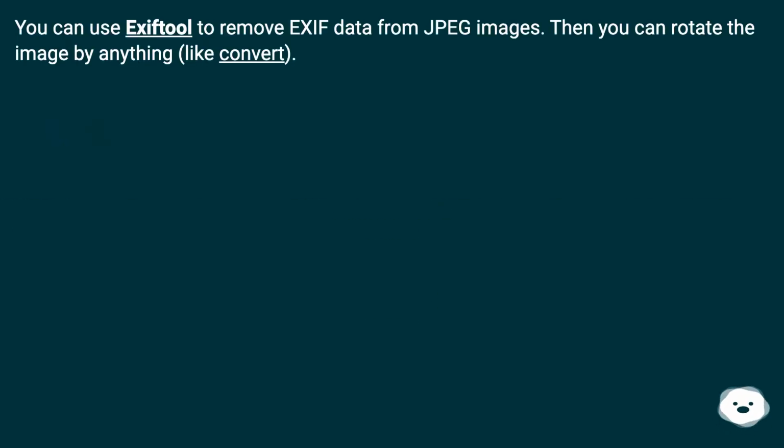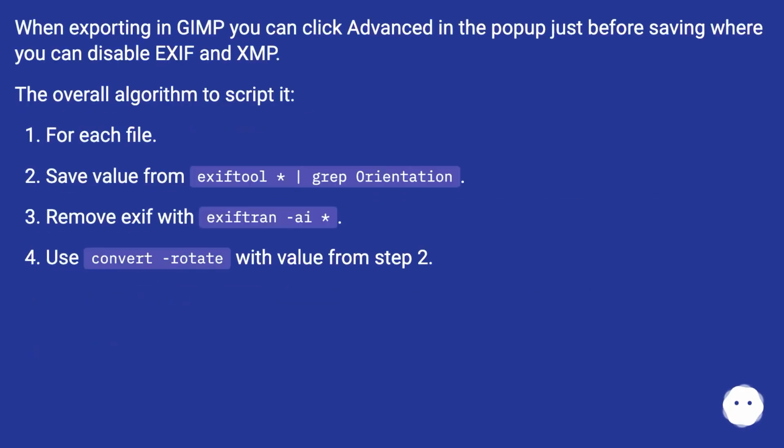You can use exiv2 to remove Exif data from JPEG images. Then you can rotate the image by anything like Convert. When exporting in GIMP, you can click Advanced in the pop-up just before saving, where you can disable Exif and XMP. The overall algorithm to script it: for each file, save value from Exif, grep orientation. Remove Exif with exiv2 rm. Use Convert rotate with value from step 2.